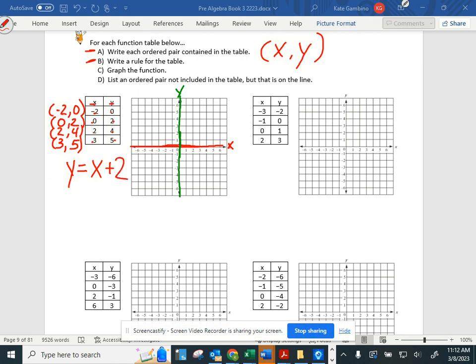Yeah, because each x is increasing by 2. From -2 to 0, you increase by 2.